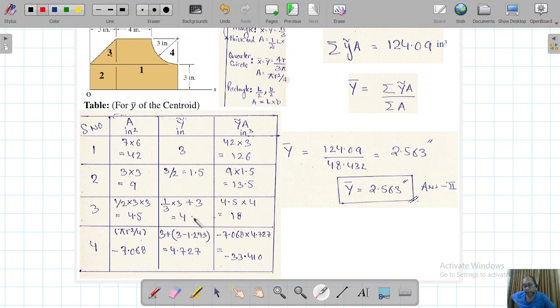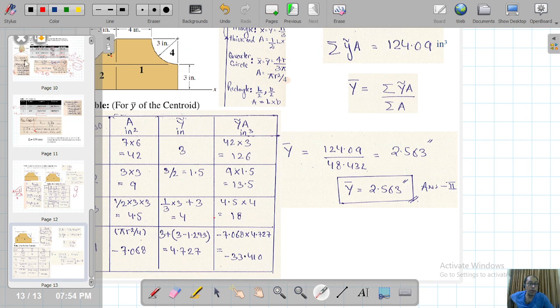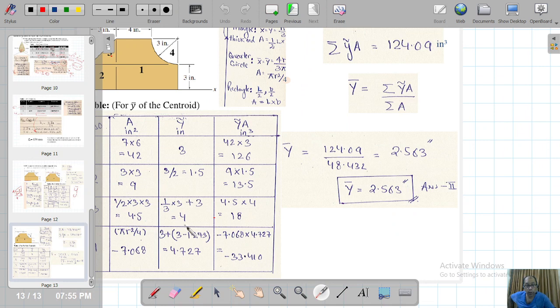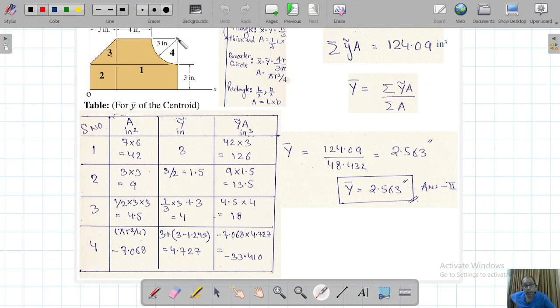The centroid was pi r by 4, I think so. Yes, if I am not wrong, but let's check it. What was the centroid? Just wait. Yes, the centroidal coordinate was 4r upon 3 pi. So you calculate this value, 4r upon 3 pi: 4 into r, the radius is 3, upon 3 pi. Because you add 3 plus 3, you were actually here, and you want the coordinates from the origin. So from this it was 6, minus this value 1.273.